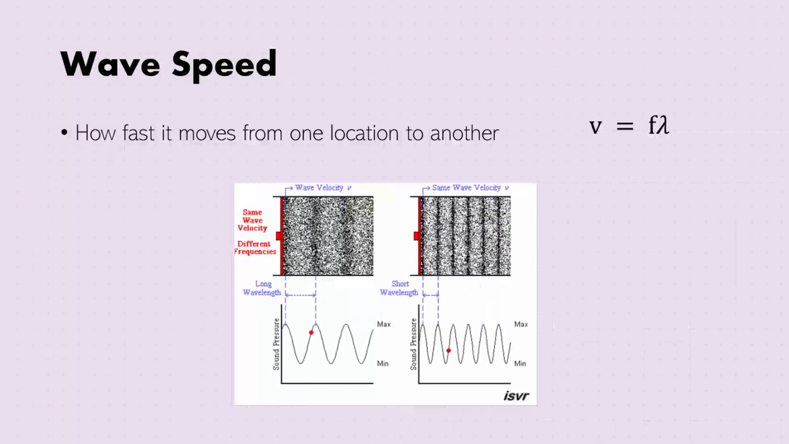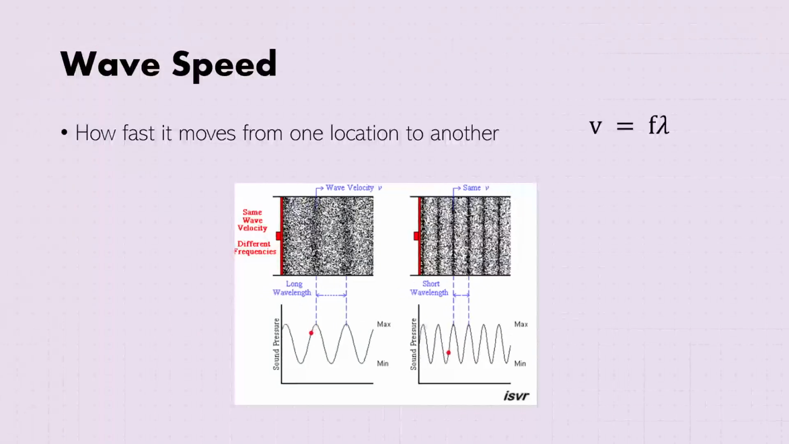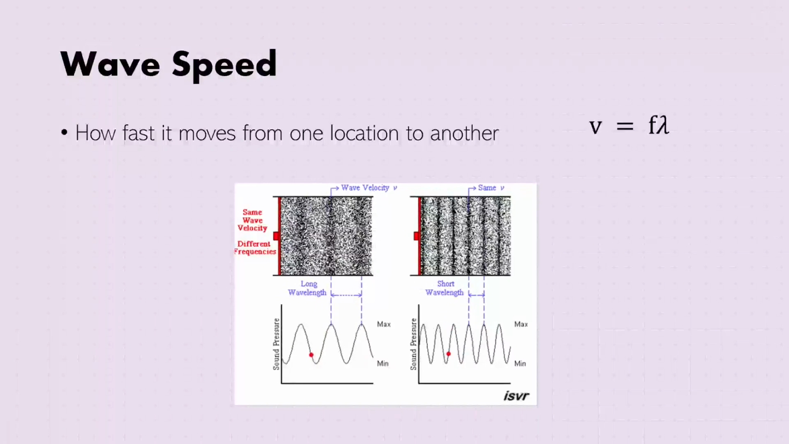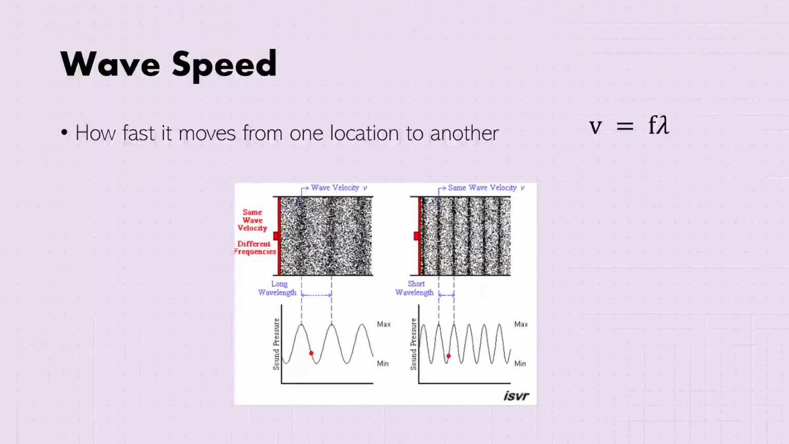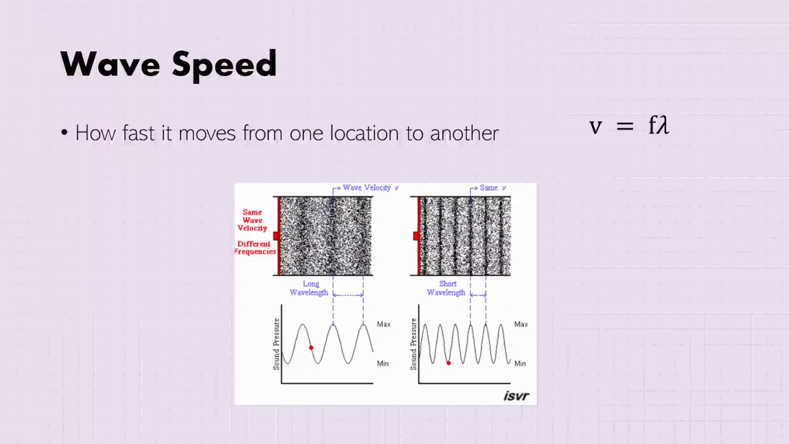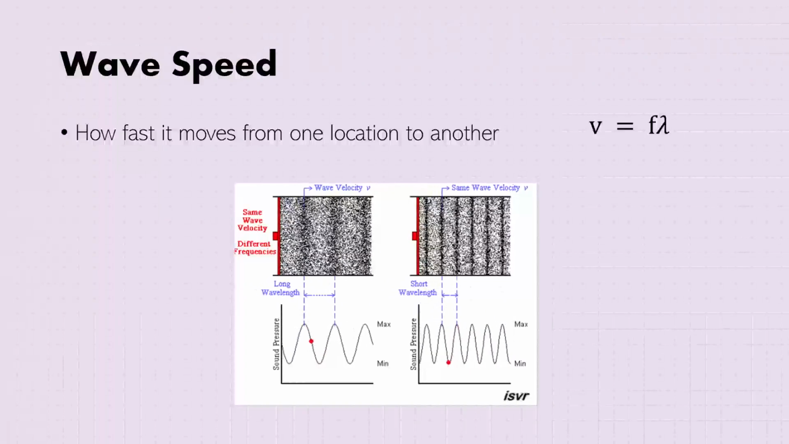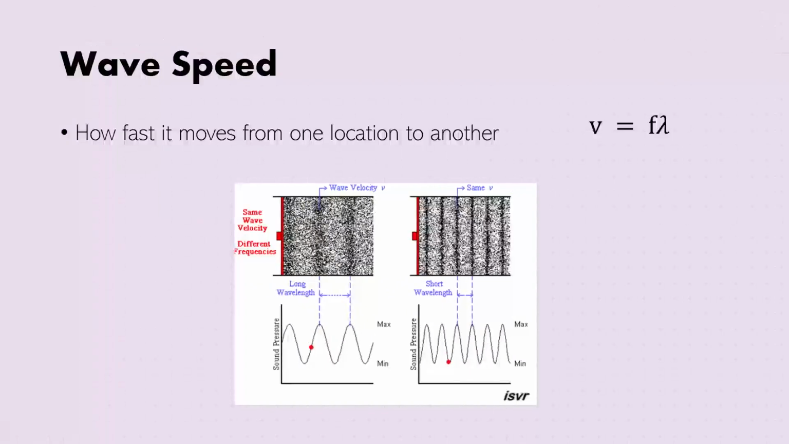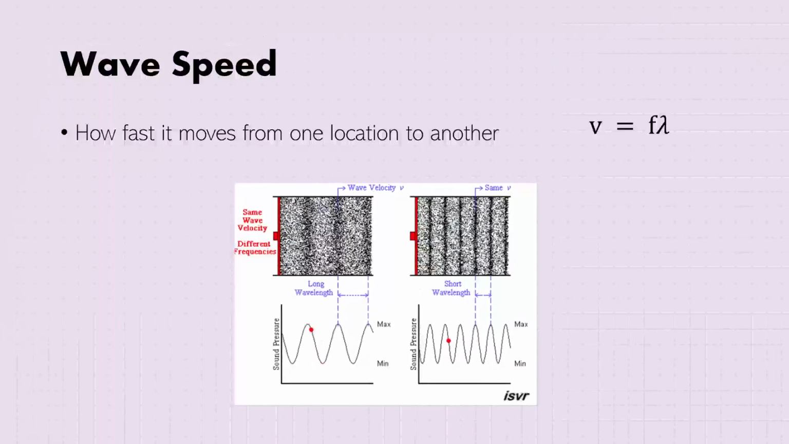So wave speed is just how fast it moves from one location to the next location. I have two waves here, and they're moving at the same velocity, the same wave speed. The difference, though, is that the one on the right has a very short wavelength, so it has a higher frequency. The one on the left has a longer wavelength, so it has a lower frequency.